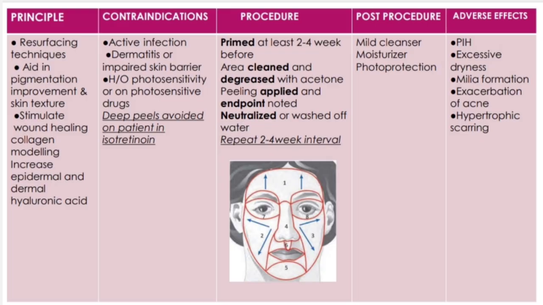The endpoint of the chemical peel should be noted, which is usually erythema in case of alpha hydroxy acid like the glycolic peel, and the endpoint of salicylic acid and trichloroacetic acid is the frosting. At the end, it is neutralized with the help of sodium bicarbonate solution, or it can be washed off with water depending upon the chemical agent which is used. It can be repeated at an interval of 2 to 4 weeks in general. Post-procedure care includes a mild cleanser, proper use of moisturizer, and photoprotection with avoidance of sun exposure and proper use of sunscreen.